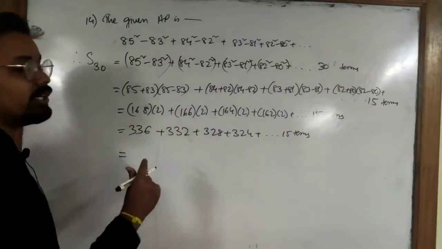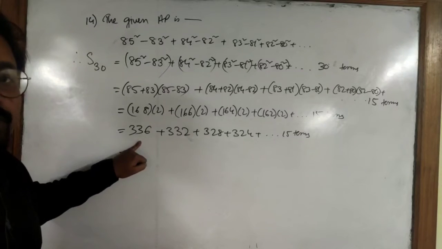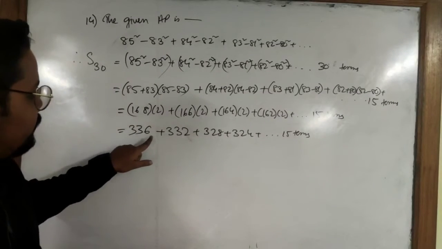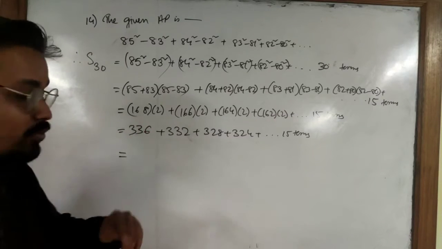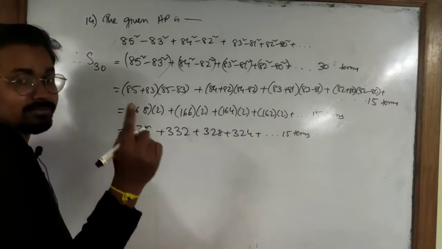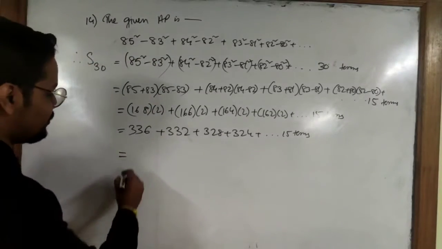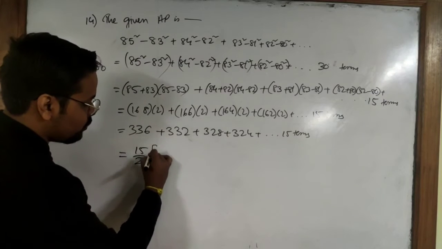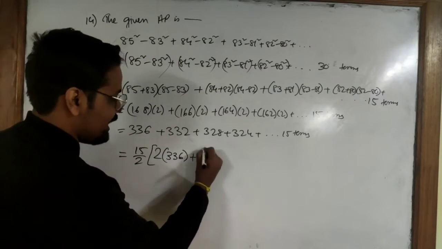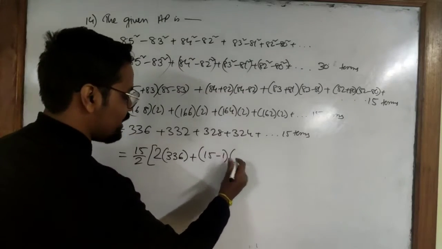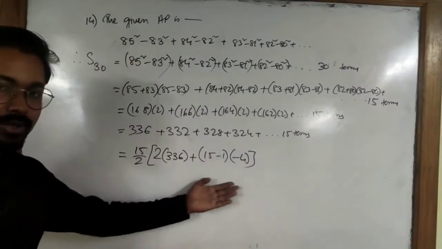So now we will use the formula. This is the first term. What is the common difference? The common difference is minus 4. See, the values are decreasing. So the common difference, 332 minus 336, is minus 4. So here we can write the formula of the sum up to n terms. And what is n here? 15. So it will be n by 2, 15 by 2, twice a, where a is 336, plus n minus 1, that is 15 minus 1, into d. d is minus 4. I hope you understood what I wrote here.